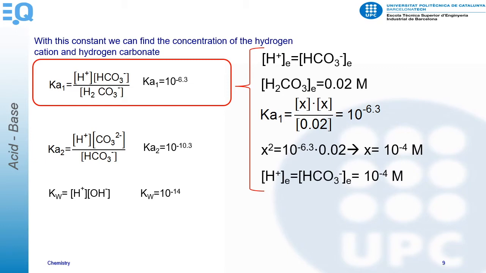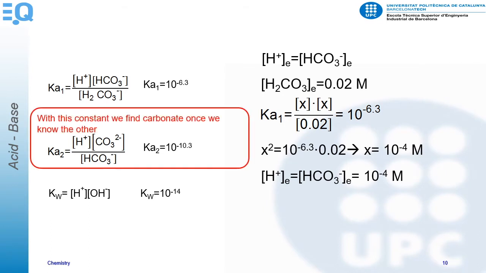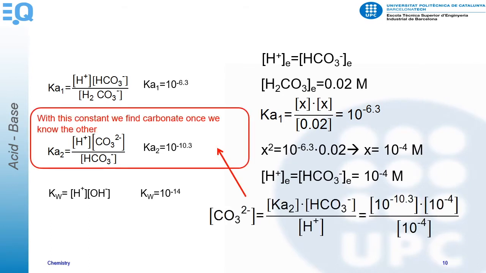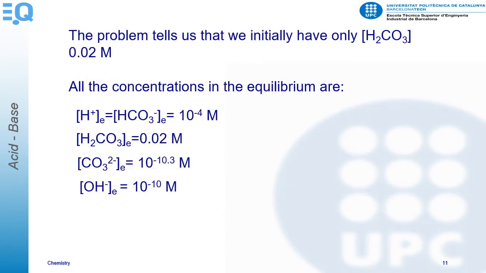Once we know this concentration, with the second equilibrium, we can calculate the remaining concentration of carbonate. We substitute the known data, and we get that the carbonate concentration is 10 to the power of minus 10.3. To finish and answer this problem correctly, we need to write down the concentration of all the species in this problem. Therefore, in this slide you can see how the final answer has to be. Remember to always write the units. In this case, it will be molar. This is very important.